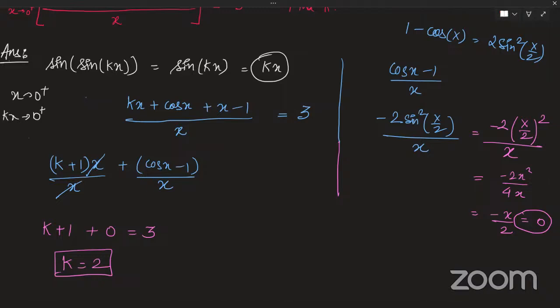How did you get k plus 1? See, in the above equation I have kx and x. So kx and 1x, I got k plus 1 into x. I took x common.